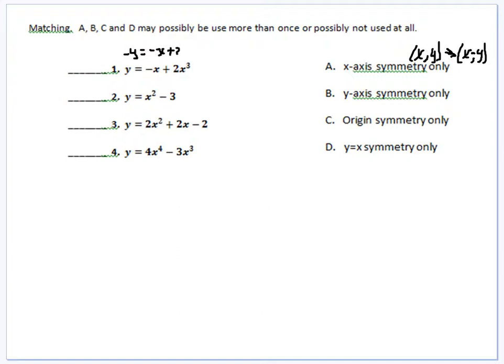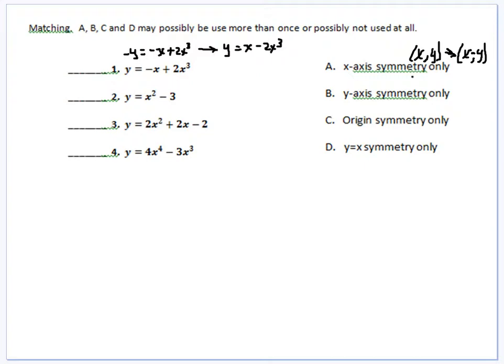Negative x plus 2x to the third. Is that exact? Does that algebraically go back to the original problem? Well, if I multiply through by the negative 1, that becomes y equals x minus 2x to the third. That obviously is not the same one, so that one does not have a.